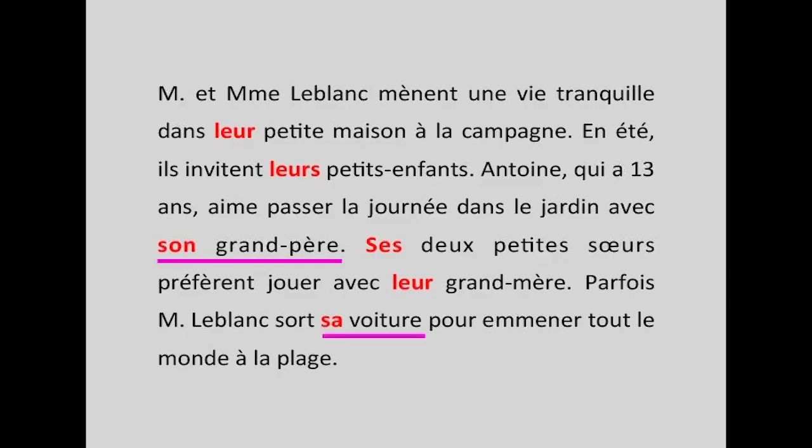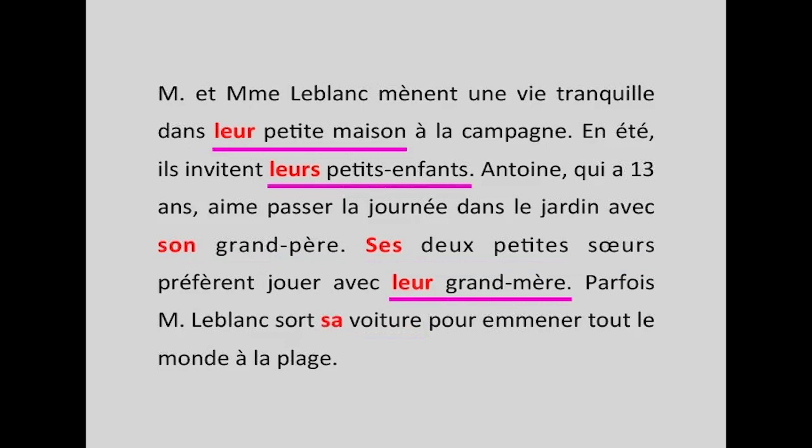The possessive adjectives in the text correspond to the singular and plural form of the third person, il, elle, and ils, elles. Son grand-père, sa voiture, and ses deux petites sœurs are examples of possessive adjectives that correspond to the singular form of the third person. Leur petite maison, leurs petits-enfants, and leur grand-mère are examples of possessive adjectives that correspond to the plural form of the third person.